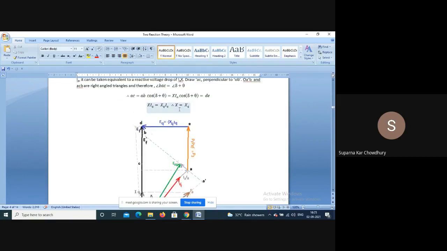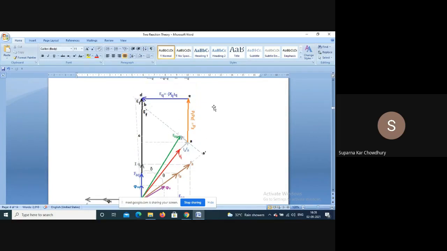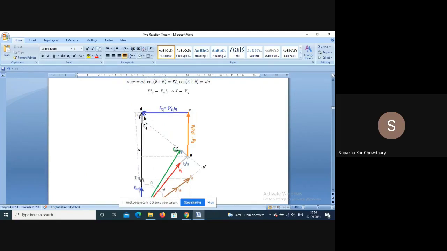From here, this angle is delta plus theta. So these are right-angled triangles. So this is 90 minus delta plus theta. So this is again a right-angled triangle, so again this will be delta plus theta. So from there we have AC. AC is equal to AB cos of this angle, cos of delta plus theta. So this is XIa. So XIa cos of delta plus theta is equal to AC. That is equal to DE also as per the figure.